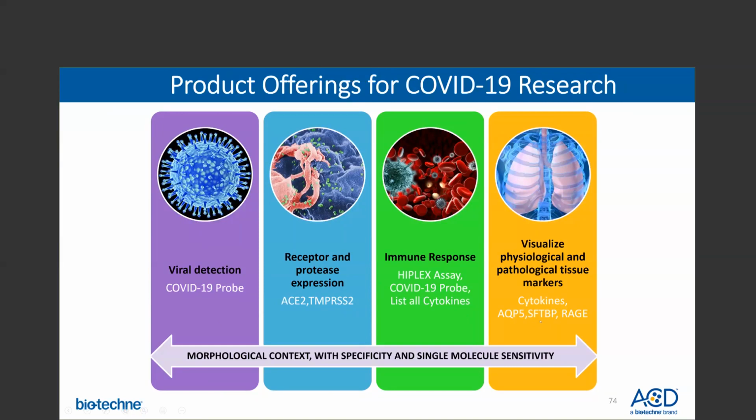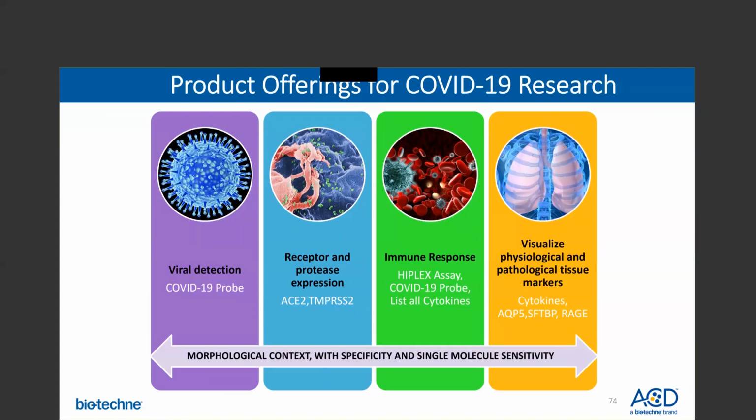And then finally, you can visualize this with the power of the RNAscope assay, where you can look at this in physiological and pathological tissues, but with morphological context, specificity, and single molecule sensitivity. So if you're interested in learning more about our offerings for COVID-19 research, please feel free to reach out to us.